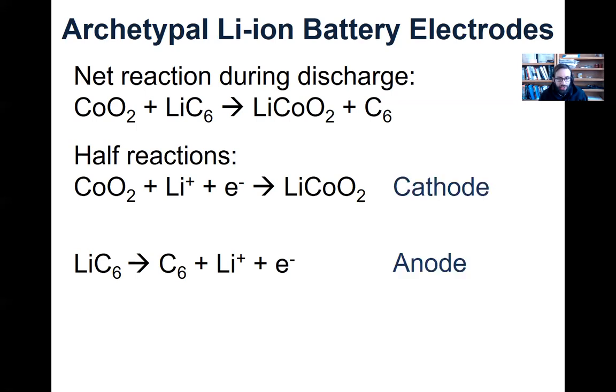The first half reaction that's occurring at the cathode is cobalt oxide plus a lithium plus an electron. It's gaining electrons, so therefore it's at the cathode, and goes to lithium cobalt oxide. And then the anode, the other half of the reaction, is where the oxidation occurs. So we're losing an electron. Lithiated carbon goes to carbon, or graphite, plus lithium, plus an electron.